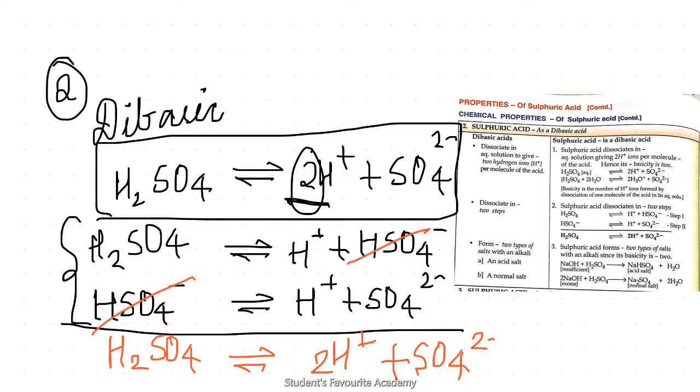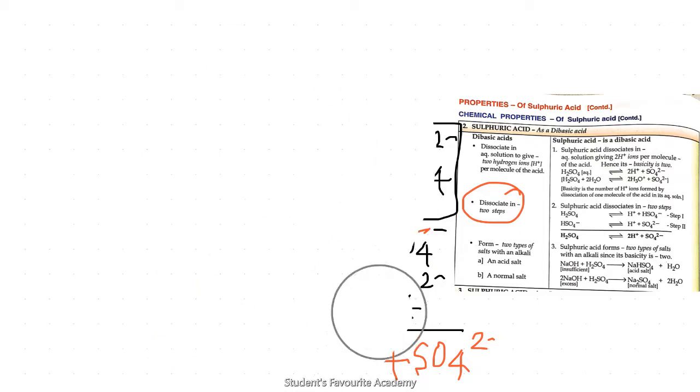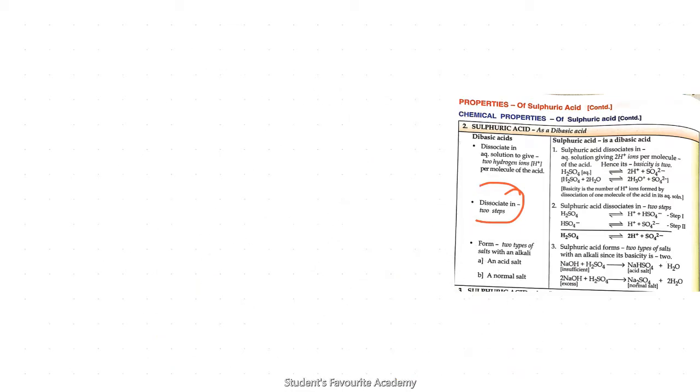So moving on to the next step, children, what is happening? See, dissociation happens in 2 steps, which we studied already, and now we will move to the next point, that it forms 2 types of salts. Since it is an acid, whenever it reacts with an alkali, it forms different types of salt. Of course you always know that acid and base, when they combine, form salt and water. This is the general reaction.